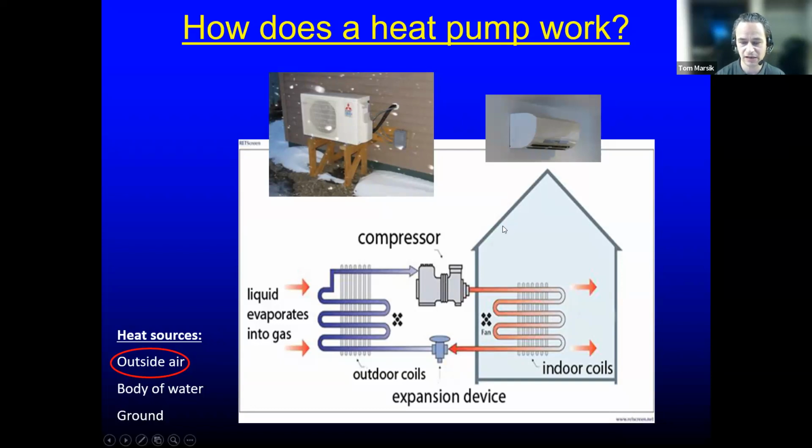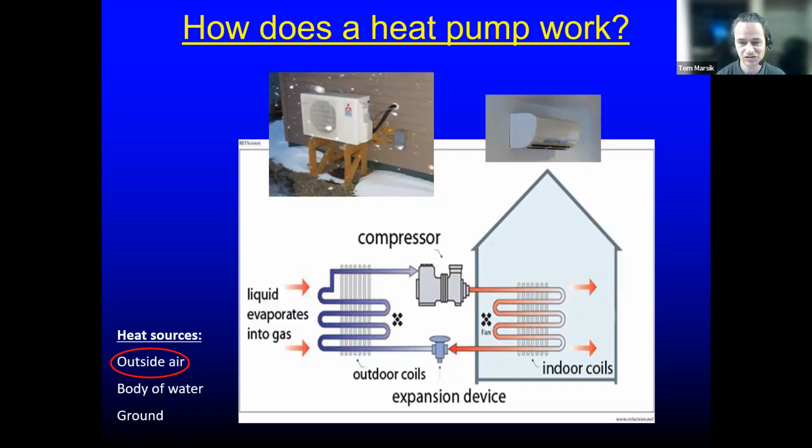So we can extract the heat from the outside. Now, instead of extracting the heat from the inside of a freezer, we're extracting it from the outside environment, but it's actually in Alaska very similar to the environment in your freezer. And so we extract the heat from the outside environment and put it into the building to heat the building.